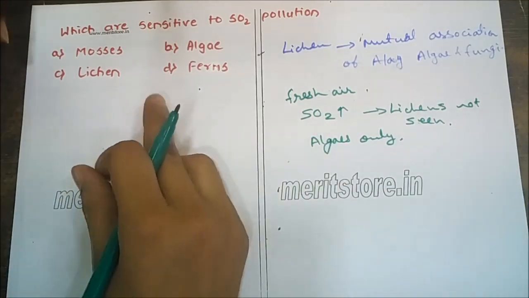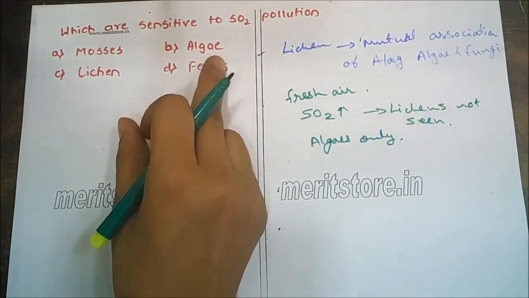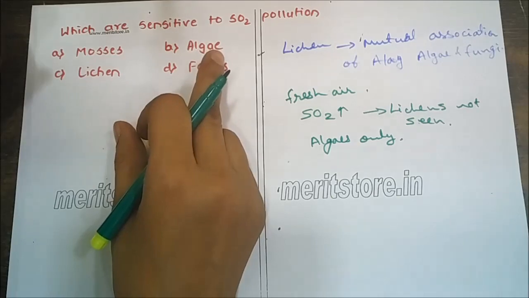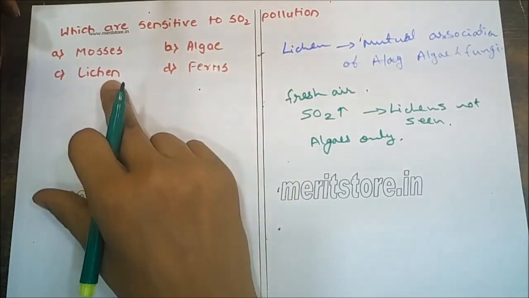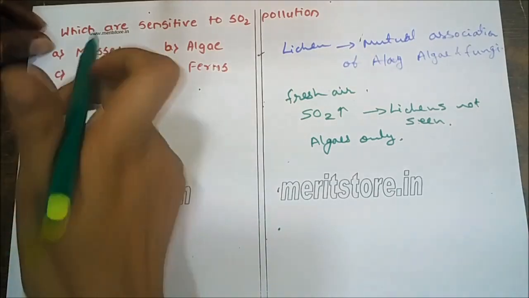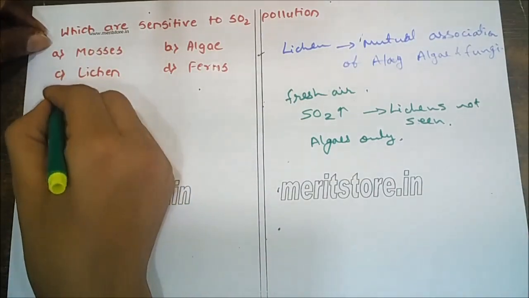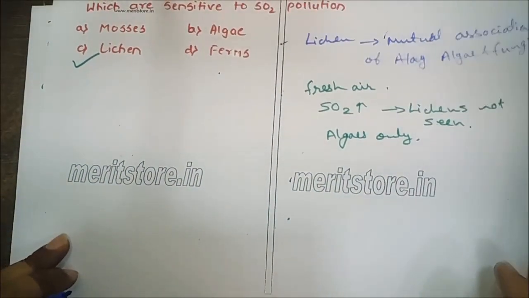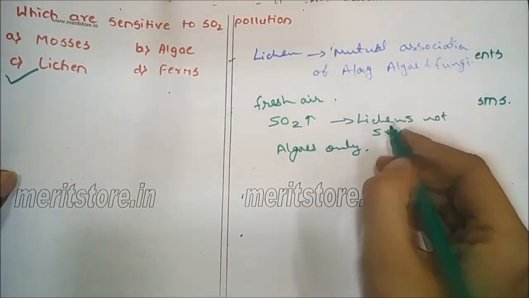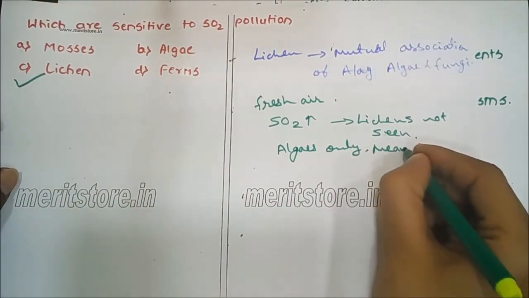So, in polluted air, in which the sulfur dioxide is in excess, we can't see the lichens. So, the lichens are sensitive to the sulfur dioxide pollution. It means more polluted air.